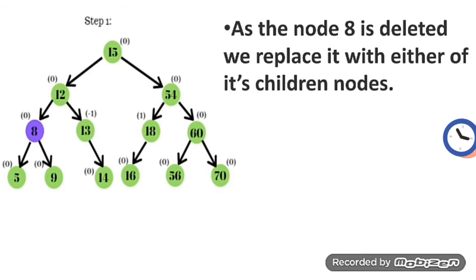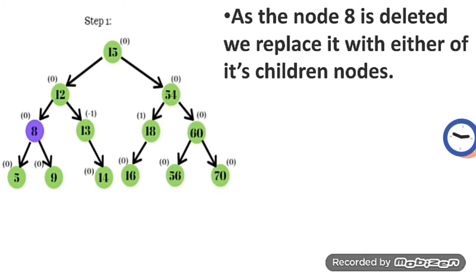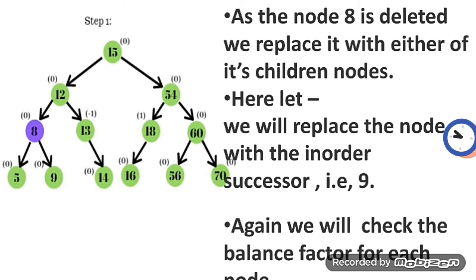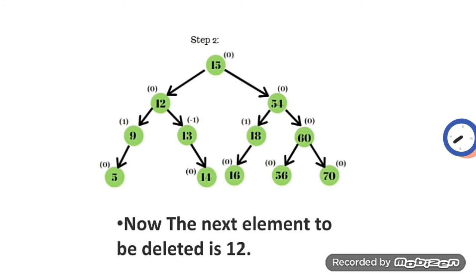Suppose here we want to delete 8. When we delete 8, at that time we will replace it with either of its child nodes, that is the left child or right child. Let's say here we will replace the node with inorder successor, that is 9. After replacing, we have to check the balancing factor of each node, whether the tree is a proper AVL tree or not. And here all the nodes are maintaining the proper balancing factor, that is 0, 1 or -1. Now the tree is balanced.